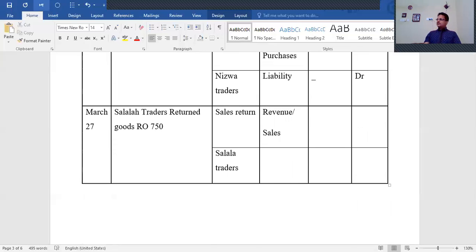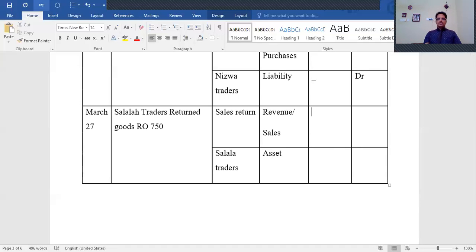Now Salala traders is your customer. They return goods to you. So Salala traders is a customer, or it is called sundry debtor or account receivable. So you can write Salala traders is an account receivable. That means account receivable is an asset. Sundry debtors, here you have to write asset or liability. So sundry debtor or account receivable is an asset. Asset means current asset. So we can write just asset.